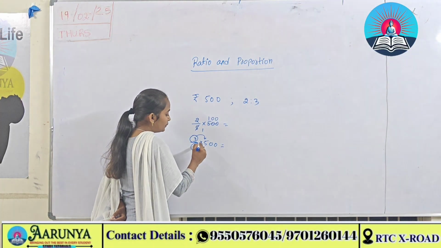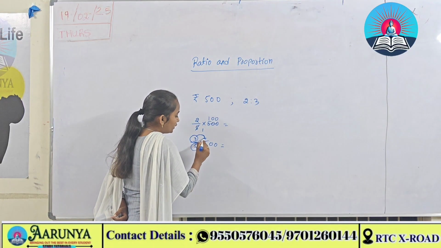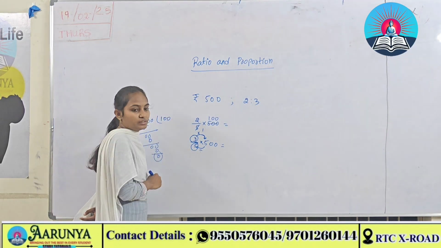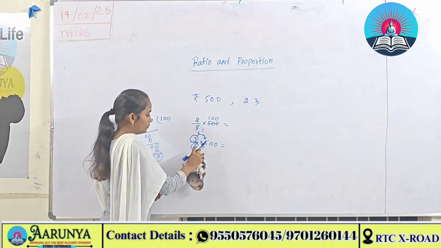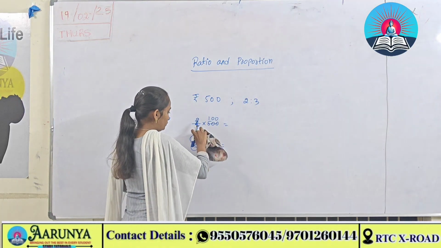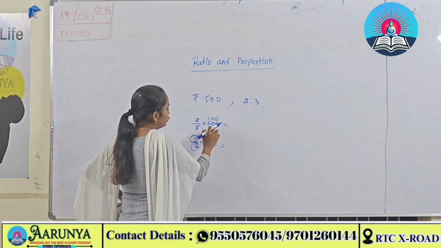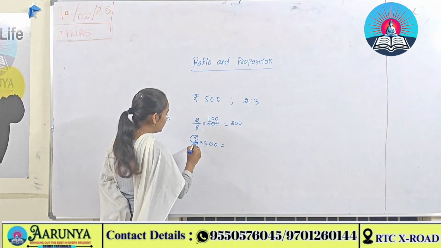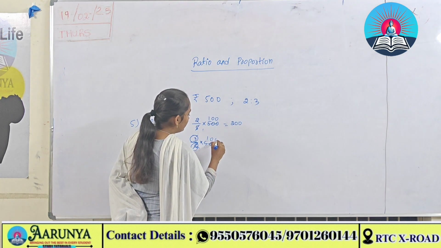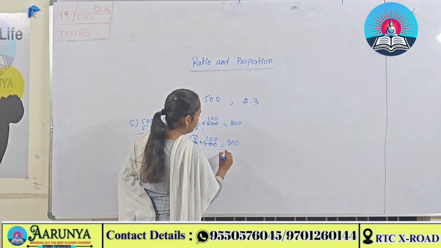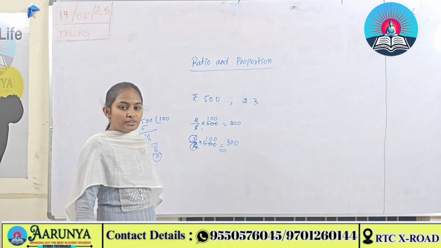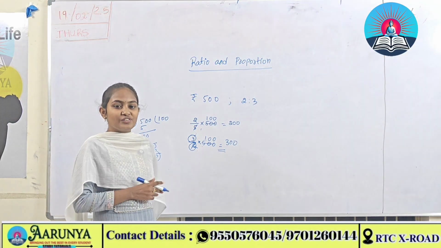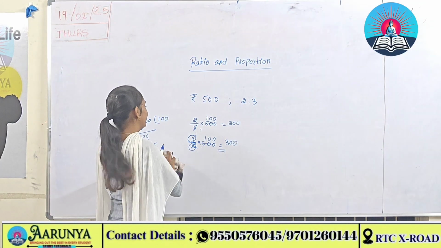This is denominator. When you are multiplying, these two numerators we have to multiply. When numerator and denominator, it will be division. So 5 into 100. So 2 into 100, 200. 3 into 100, 300. Okay. You understand? You have to answer now.